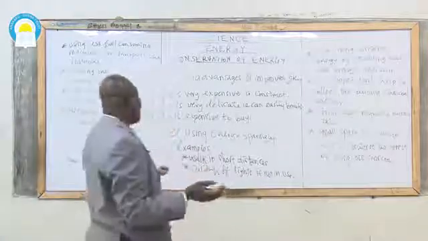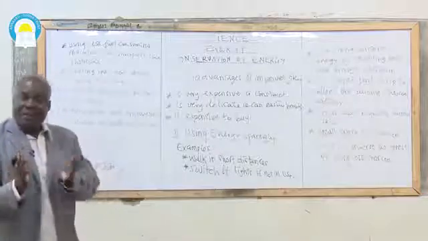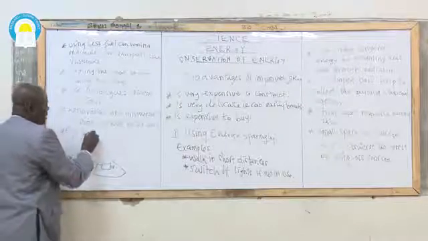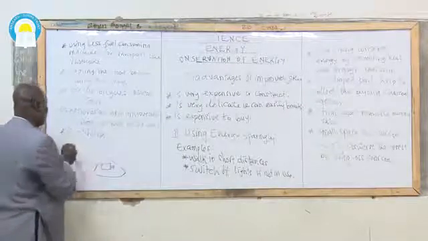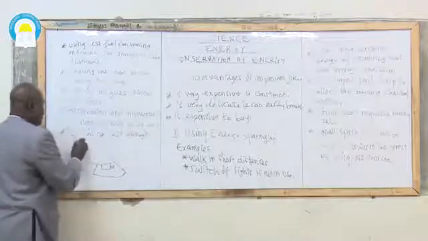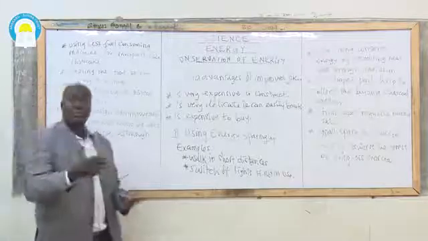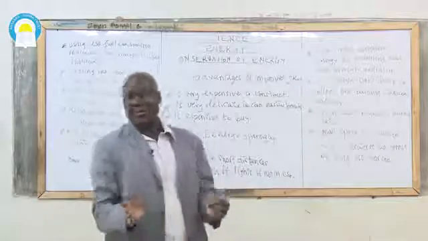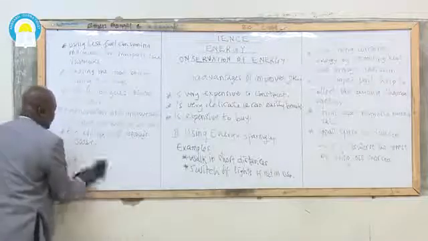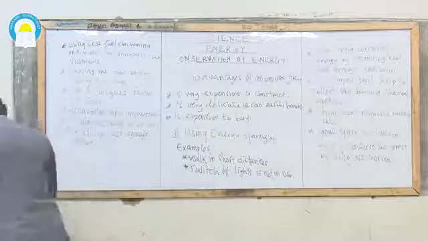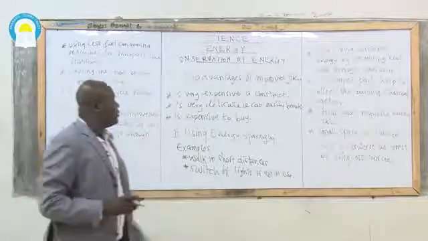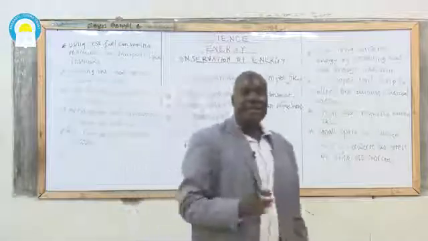We can also use energy sparingly by boiling just enough water. If you are boiling water, just boil enough, so that you don't boil a lot of water that is going to consume a lot of energy, and yet you are not going to use all of it. So just boil enough that can be used. So those are the ways you can conserve energy by using energy sparingly.